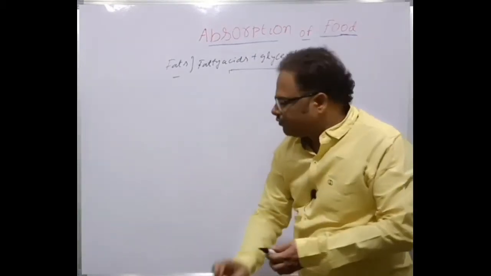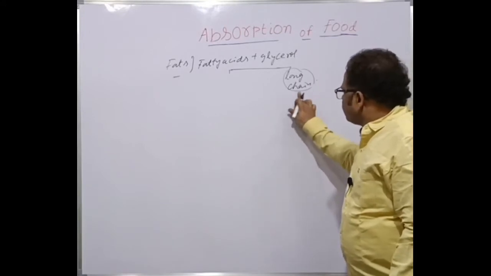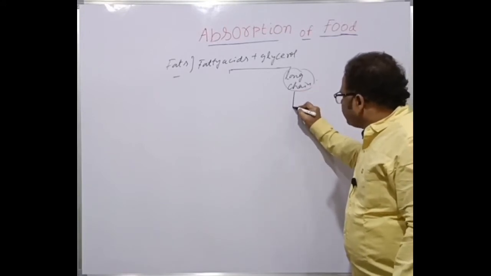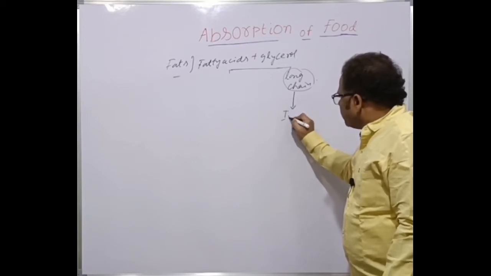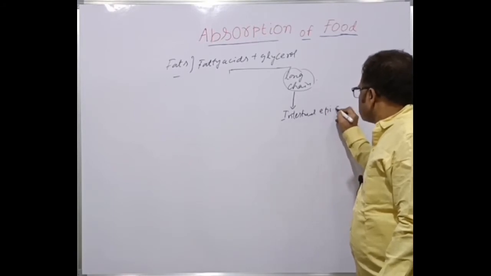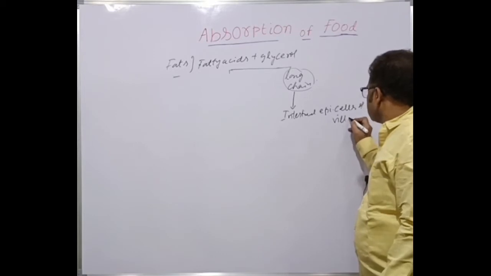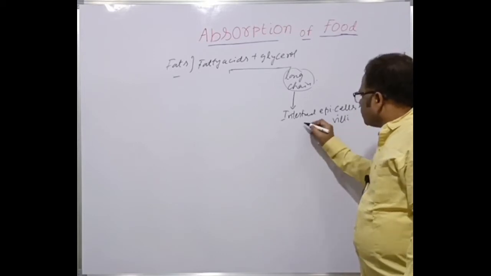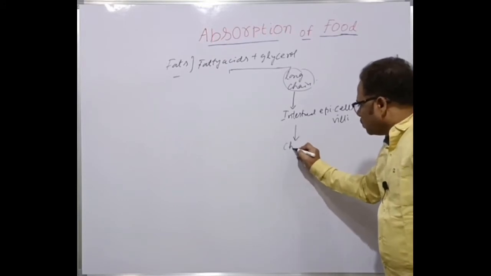So the long chain fatty acids and glycerol, because they are water insoluble, they are entering first of all into the intestinal epithelial cells of the villi, the columnar epithelial cells. In the villi, they get converted into the chylomicrons.